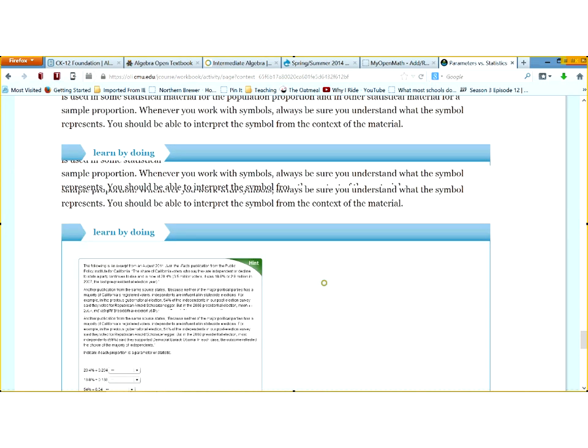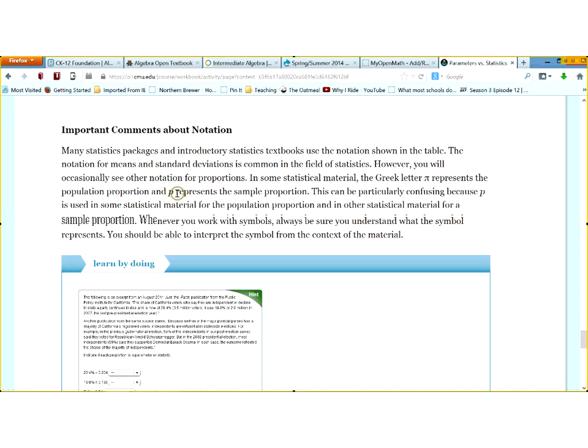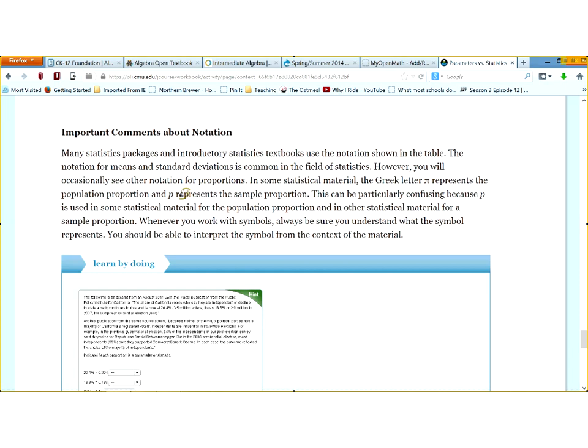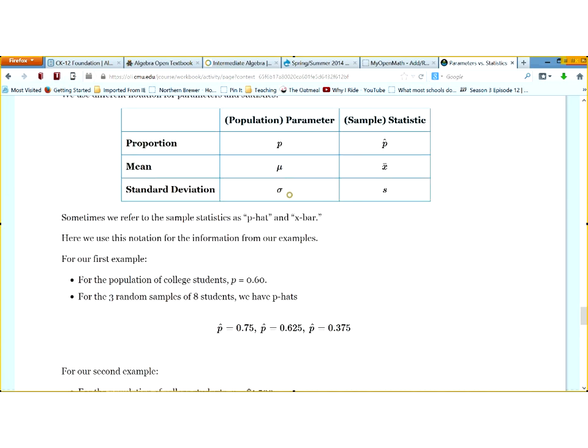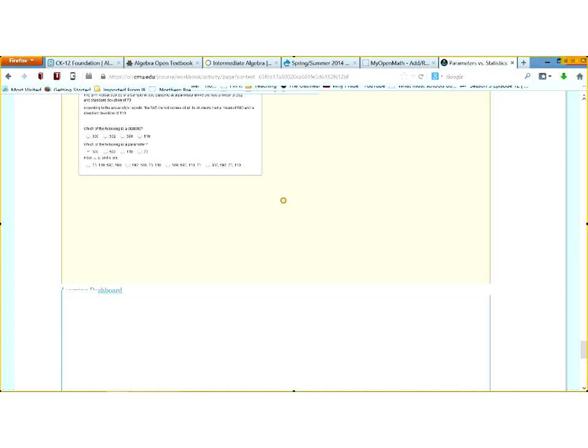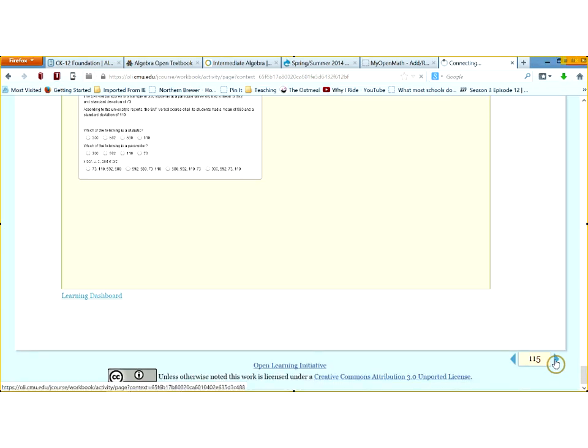And it says important comments about notation. In some statistical material, the Greek letter pi represents the population proportion and p represents the sample proportion. The main thing is you just have to understand what it is in your particular version. The reason why some do that is because up here we saw they use Greek letters for the mean, the Greek letter mu for the mean, the Greek letter sigma for standard deviation. So some places you might see the Greek letter pi for the proportion. But we're going to use p for the population proportion and then p hat for the sample proportion. All right, moving forward.